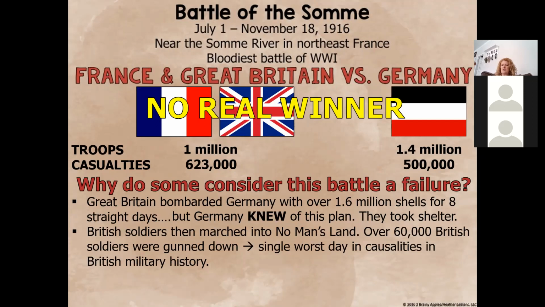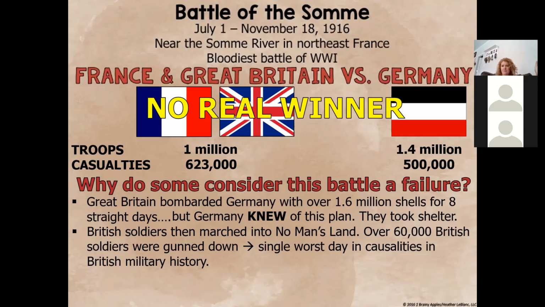But Great Britain bombarded Germany with over 1.6 million shells for 8 straight days. Germany knew of this plan and took shelter. The British soldiers then marched into what was referred to as the no man's land. So no man's land is the area between each side's trenches. Basically, the Allies have their trenches facing the enemy, and the enemy has their trenches. But those trenches aren't butted up together. There's a big area of land in the middle.